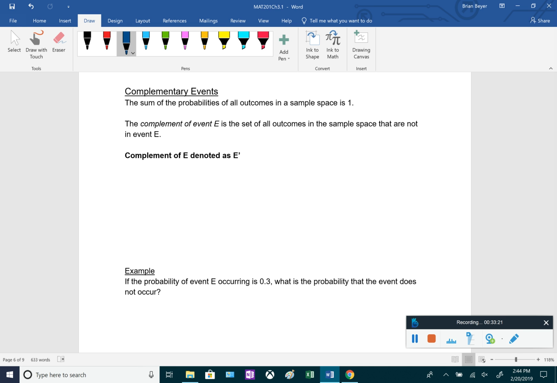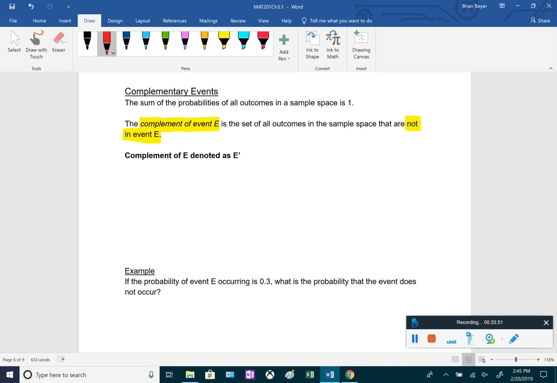So the complement of event E is going to be the set of all outcomes in the sample space that are not in event E. So it's everything but event E. The complement is the set of all outcomes not in event E. We're going to denote this with a little apostrophe, which you can call E prime. The complement of E is E prime.